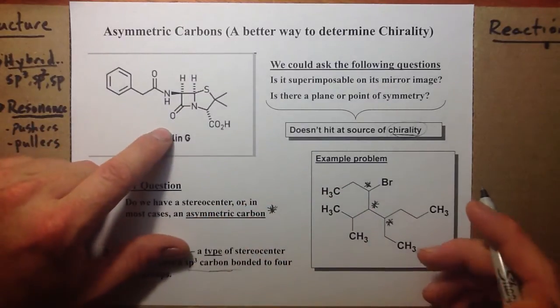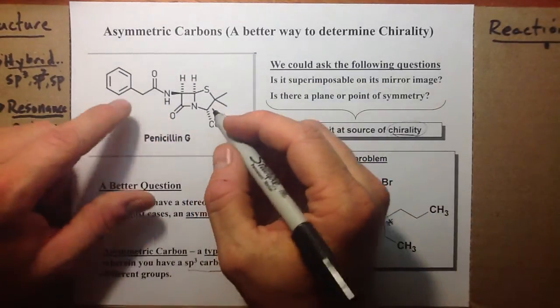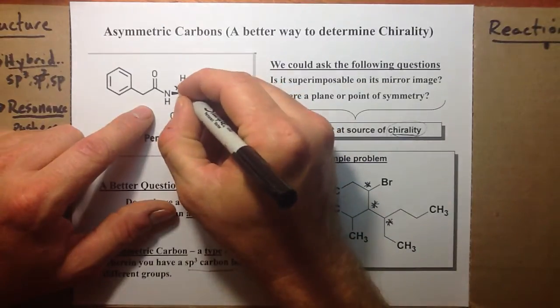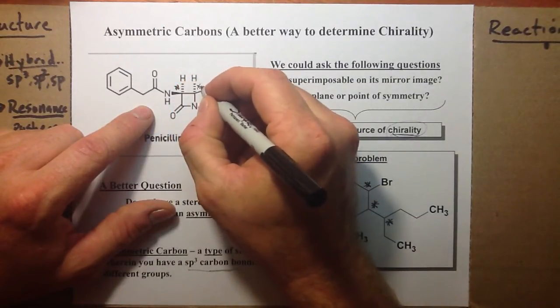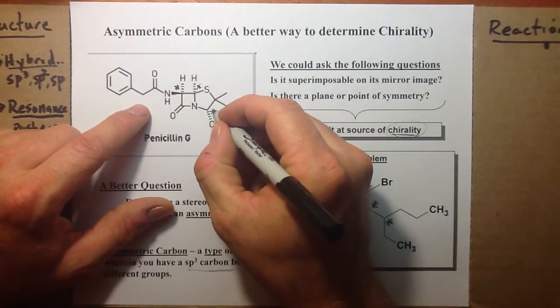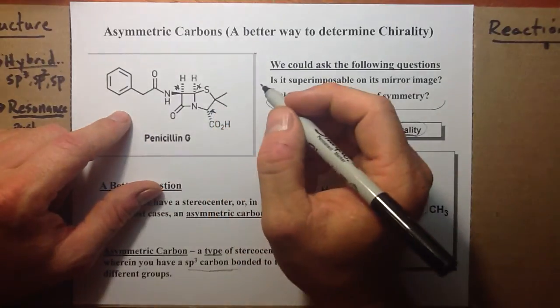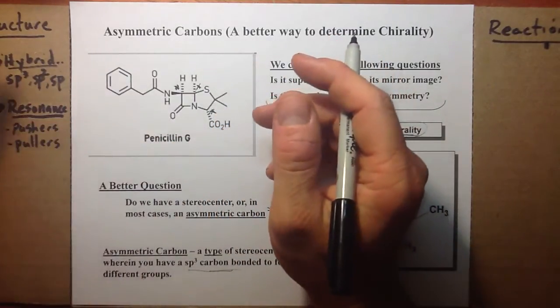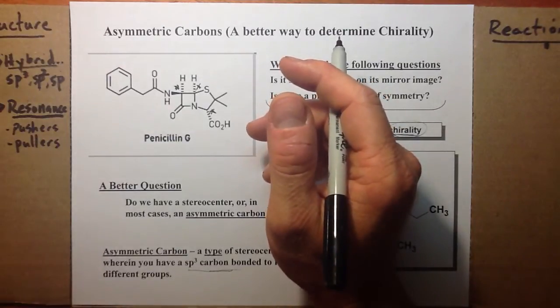We can do the same thing with penicillin. You usually look for wedges and dashes. This would be an asymmetric carbon, this would be an asymmetric carbon, and this would be an asymmetric carbon. So in penicillin we also have 3 what we call asymmetric carbons.